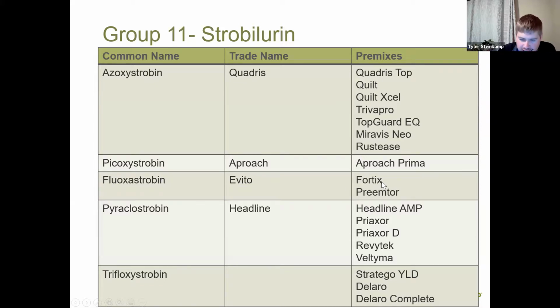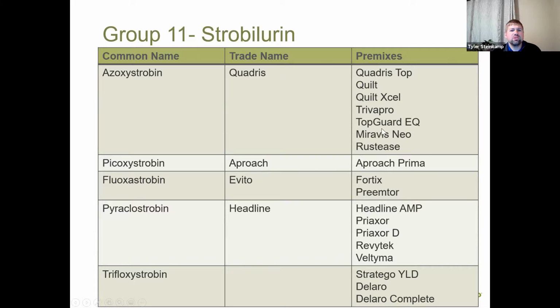Now you'll also notice that Vortex is actually the same as Preemptor. I believe as FMC bought that molecule, they rebranded and relabeled that one. Another comparable product would be, they also took that same triazole and made it into a few of their other products as well. Miravis Neo, Trivapro, all of those have azoxystrobin.